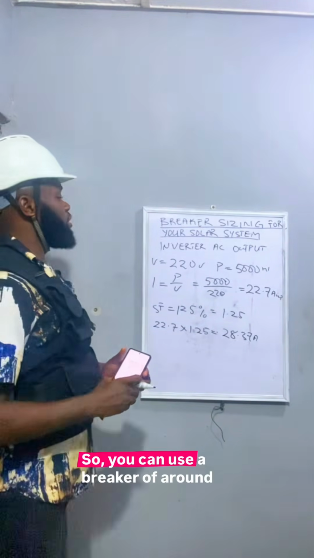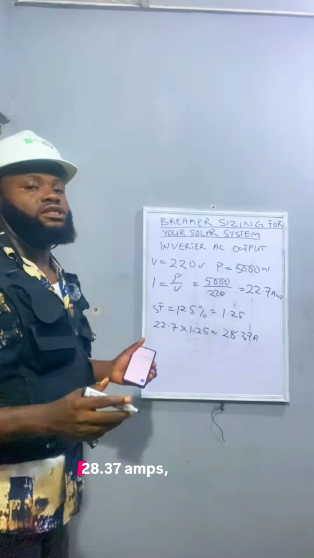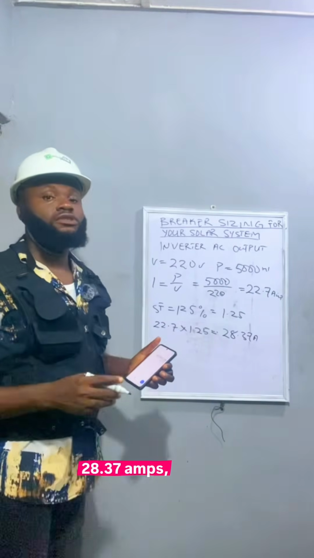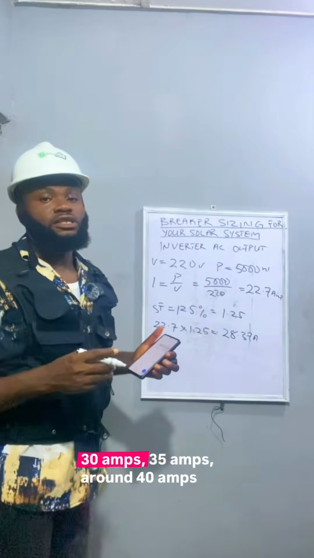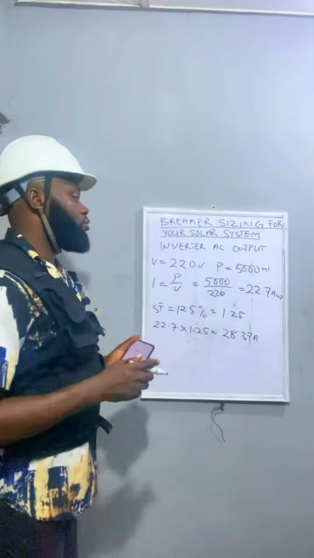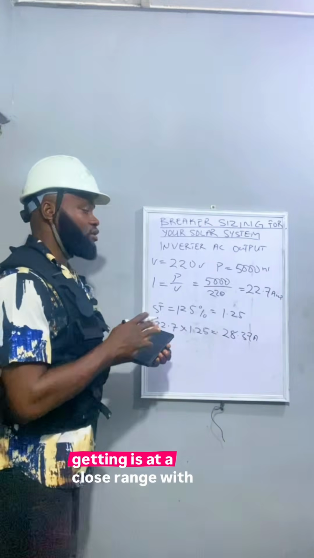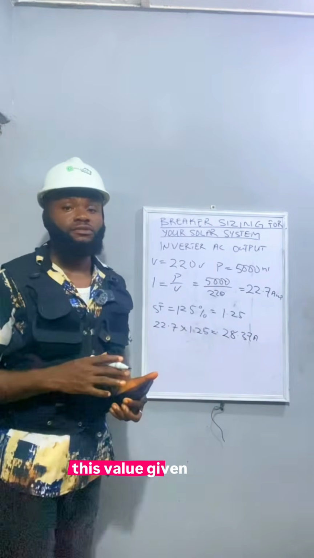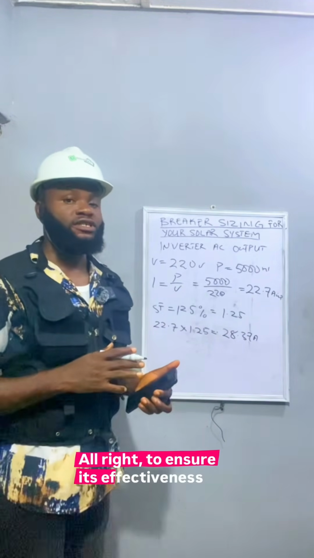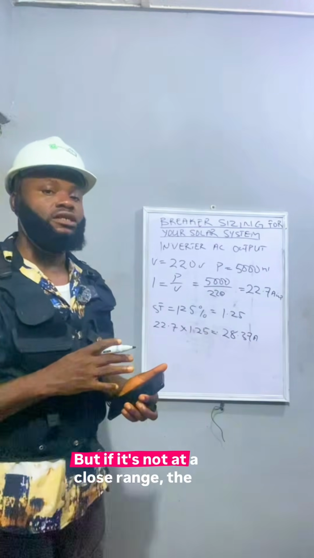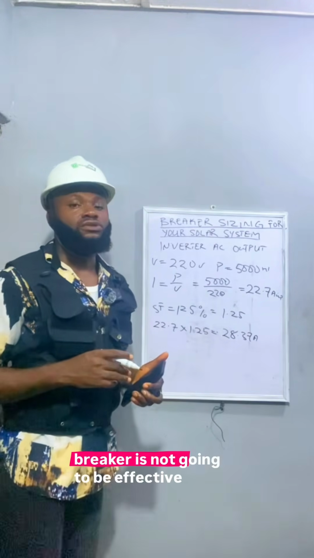So you can use a breaker of around 28.37 amps, 30 amps, 35 amps to around 40 amps. But ensure that the breaker you are getting is at a close range with this value given, to ensure its effectiveness. But if it's not at a close range, the breaker is not going to be effective.